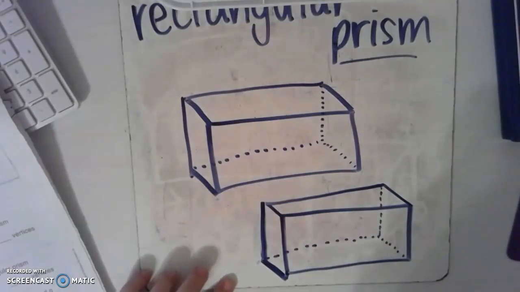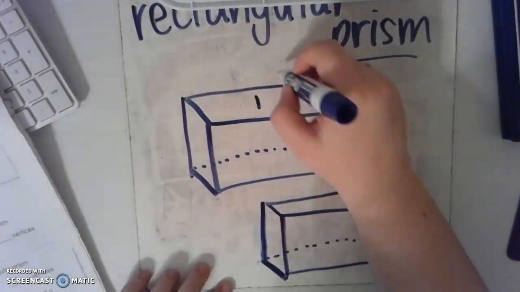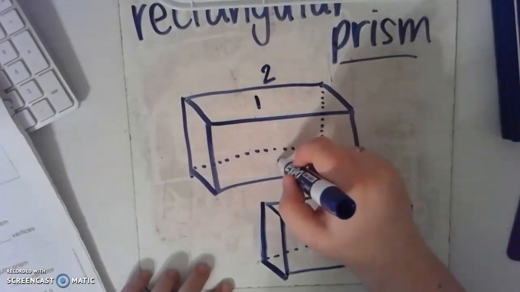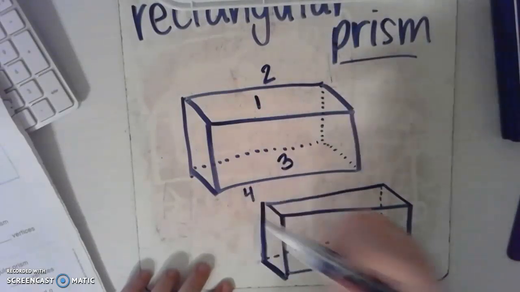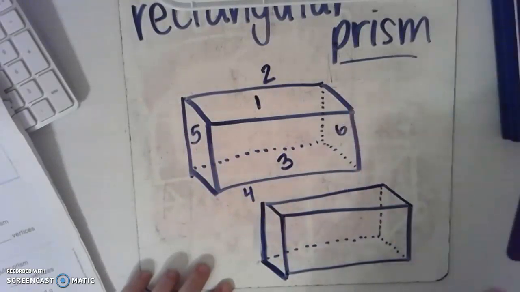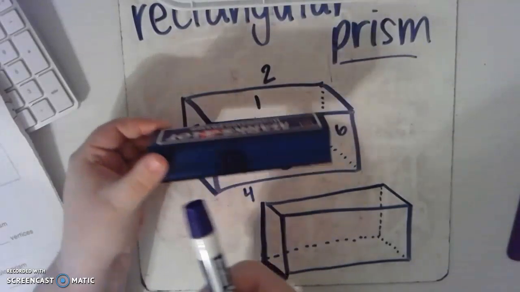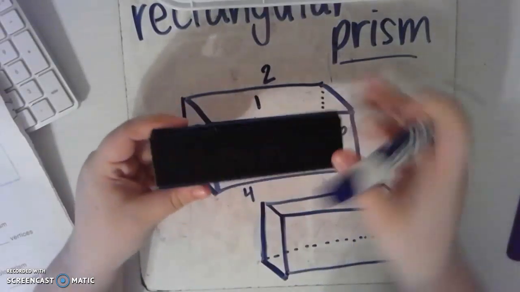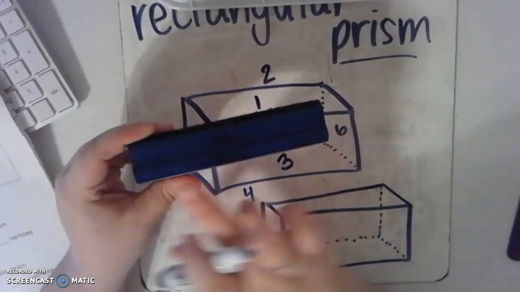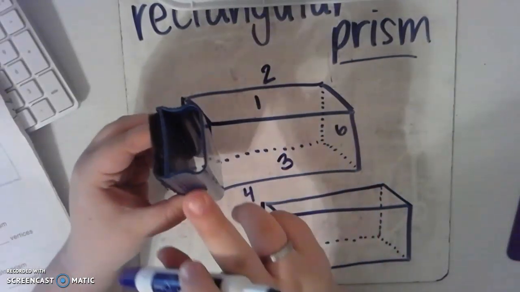And a prism, a rectangular prism, has 6 faces and 8 vertices. So let's count our faces. We have 1 face here, 2 faces on the back, 3 faces right in front, 4 faces on the bottom, 5 face on the side, and 6 face right here. It's really hard to see. So, face 1, face 2, face 3, face 4, face 5, and face 6.